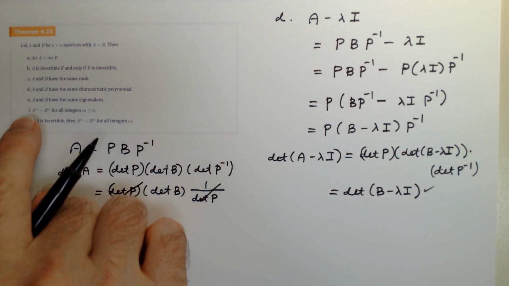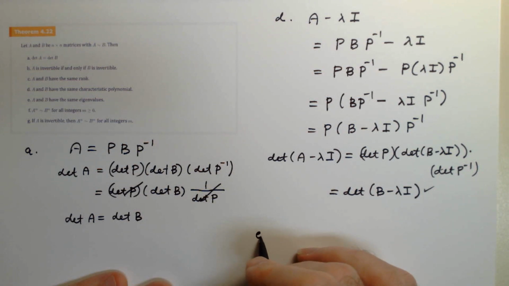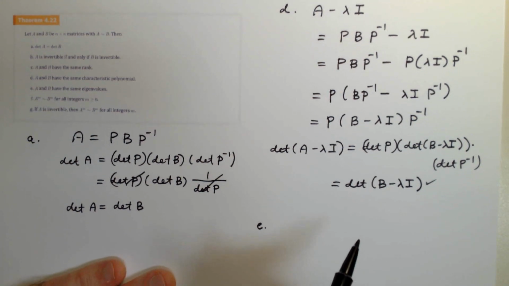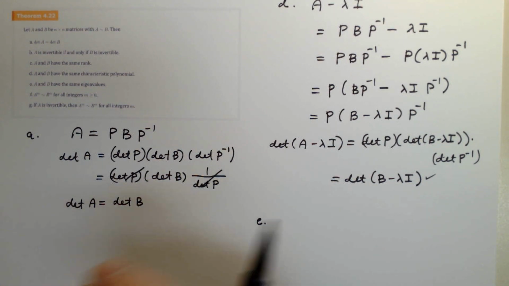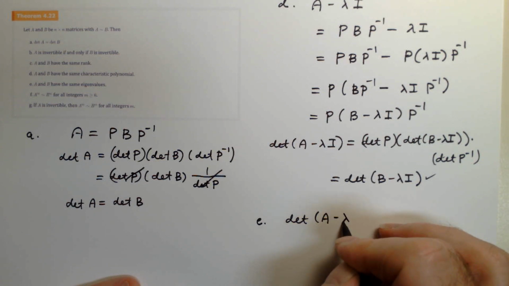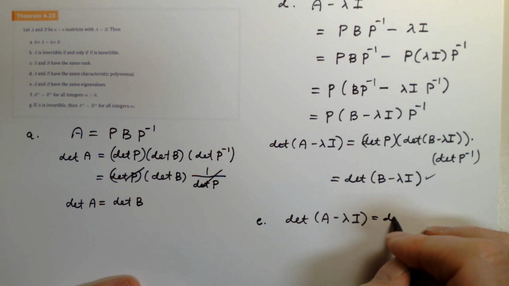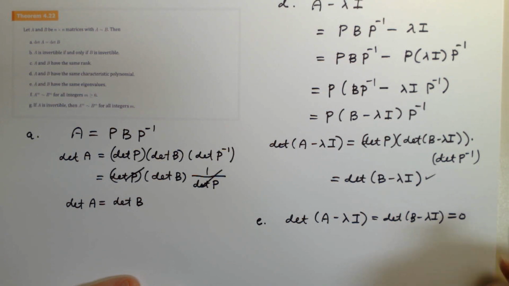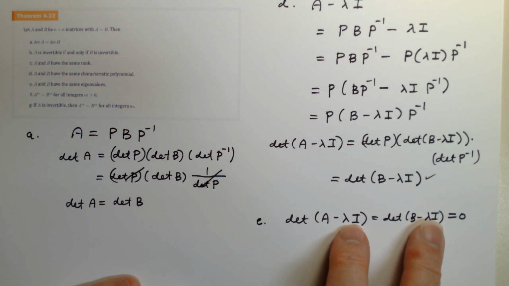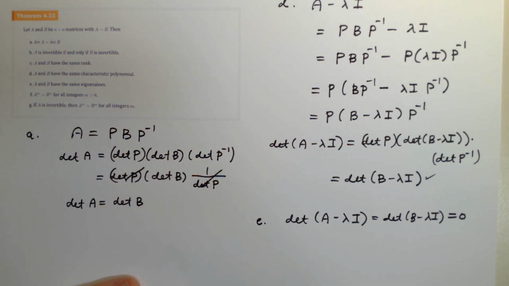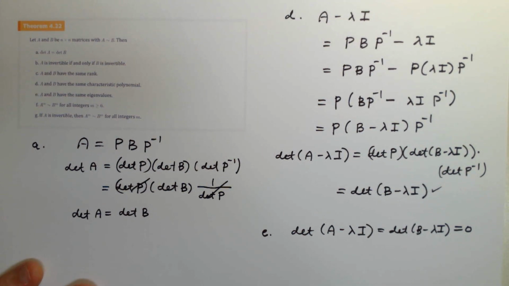Now the last part is actually quite easy. Now that we've done all the work in part D, we have to show that A and B have the same eigenvalues. All we have to do is remember that when we're looking for the eigenvalues, we're looking for the roots of the characteristic polynomial. So since the determinant of A minus lambda I is equal to the determinant of B minus lambda I, they're both going to be equal to 0 for exactly the same values of lambda. In other words, they will have exactly the same eigenvalues. So the eigenvalues of similar matrices have to be the same.